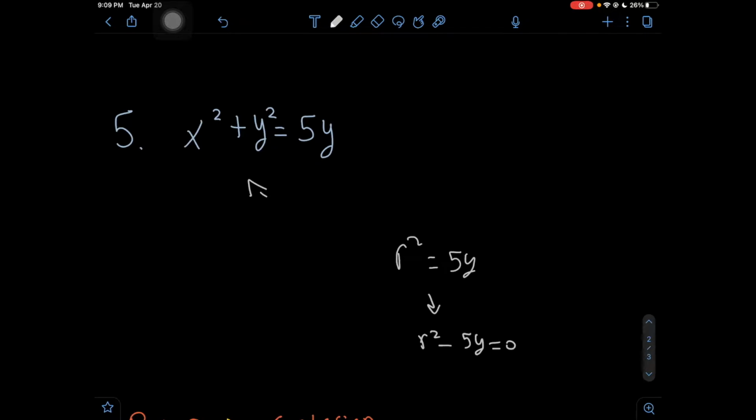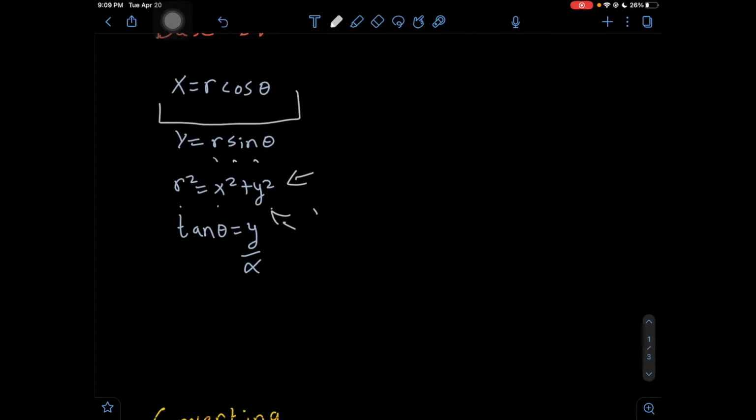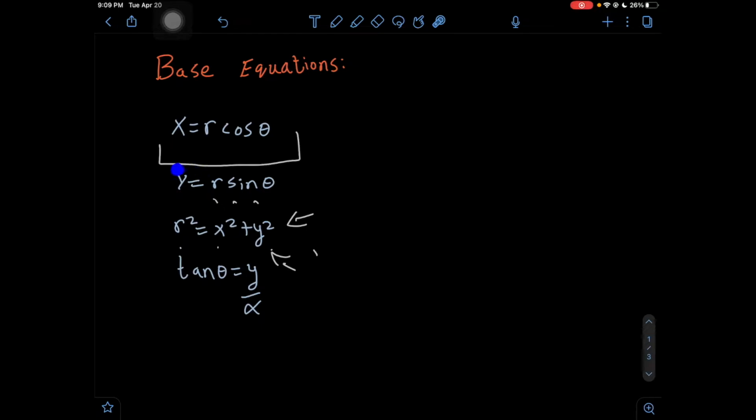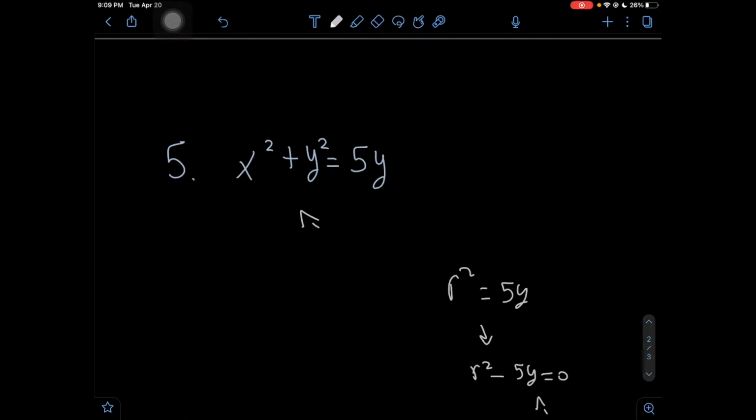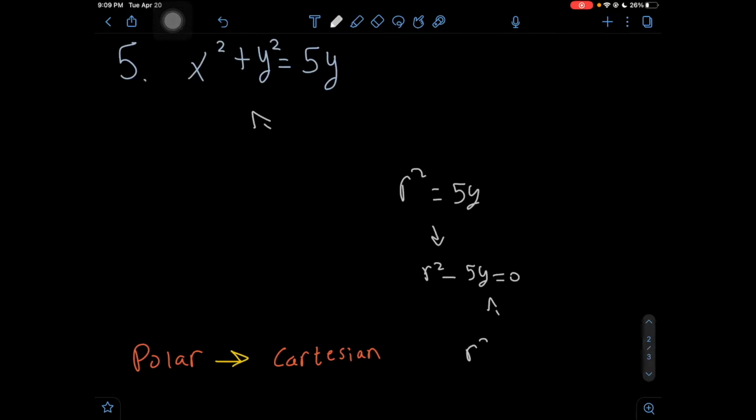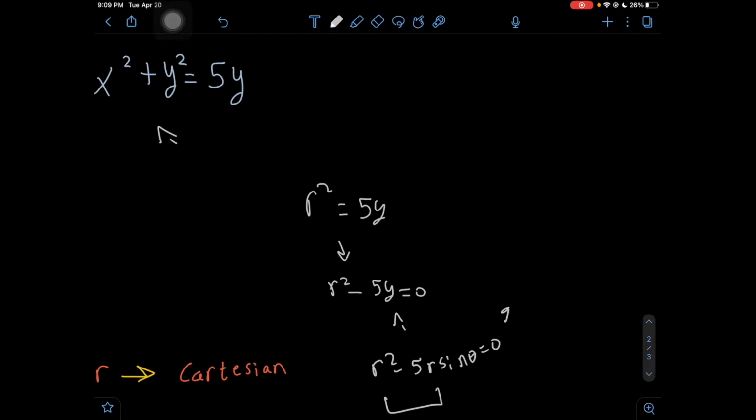Now, if we look at our base equations, we know that y is equal to r sine of theta. So we can substitute r sine of theta for our y value in this problem. So we are left with r squared minus 5r sine theta equals 0. And we can see, again, we have both r's. We can factor out r like we did in problem number 4. So we have r times r minus 5 sine of theta equals 0.